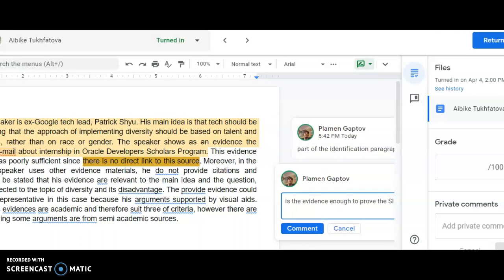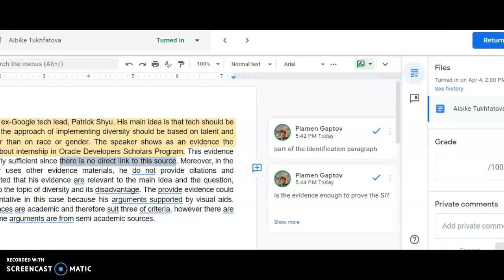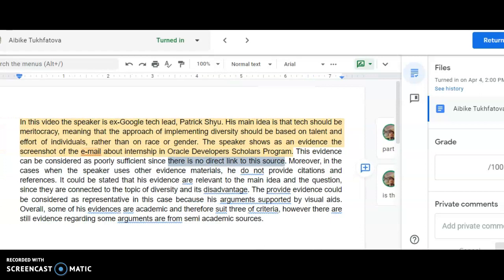You cannot with one email prove such a general point, right? The point he's making about there being systemic, what he calls discrimination in diversity programs, you cannot prove that with one email, right? So it's definitely not sufficient.